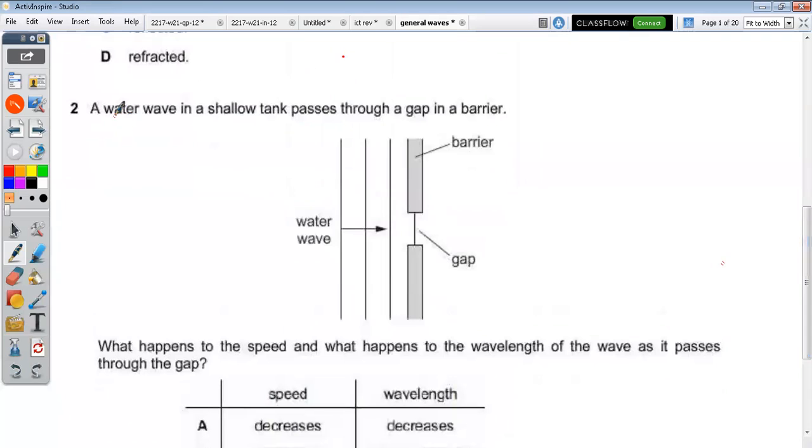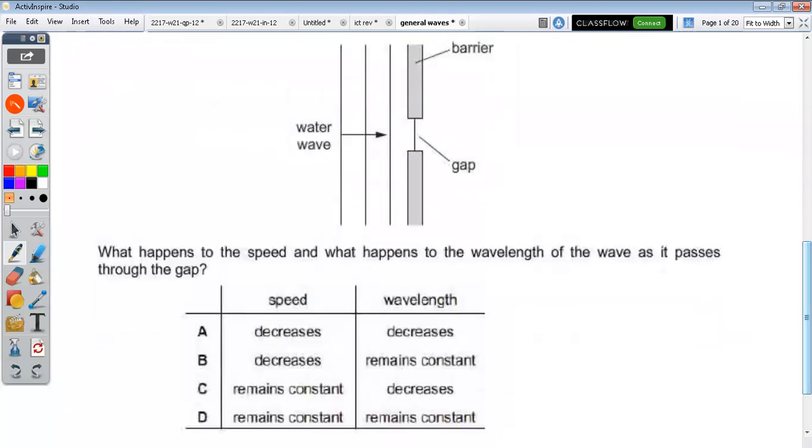Now a water wave in a shallow tank passes through a gap like this. So what happens to the speed and what happens to the wavelength of the wave when it passes through that gap? What happens to the speed and what happens to the wavelength? Which person? What happens to the speed? The speed decreases, I think.